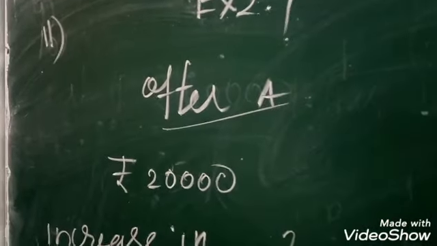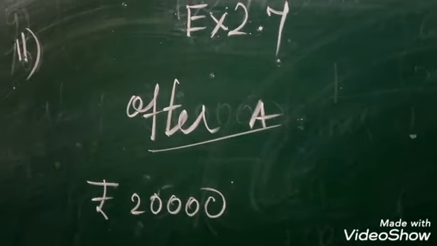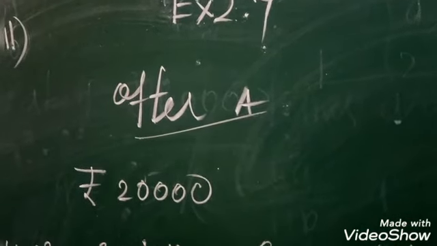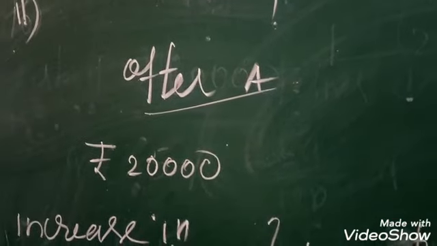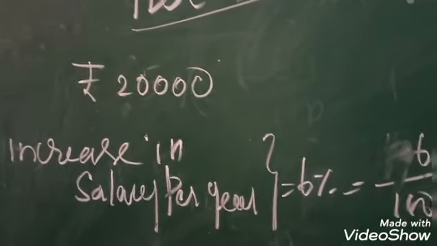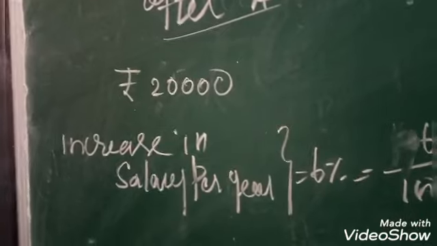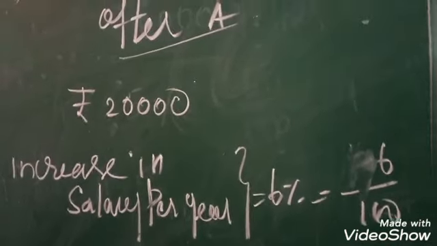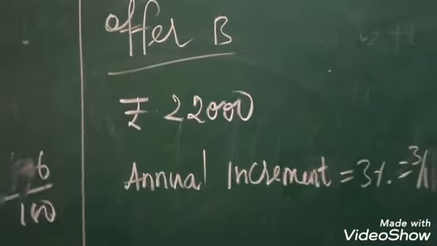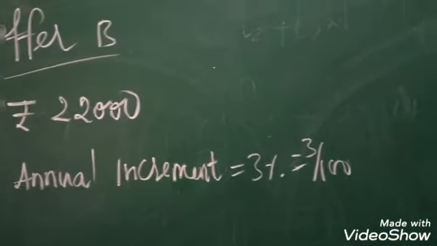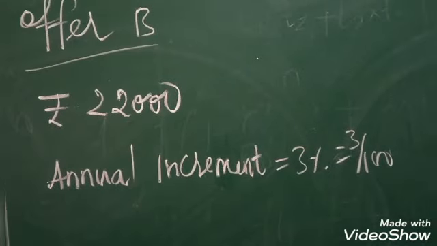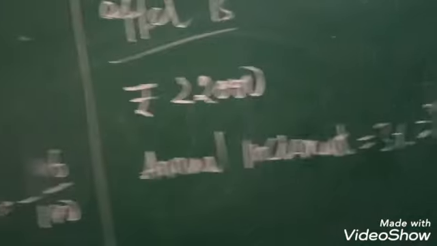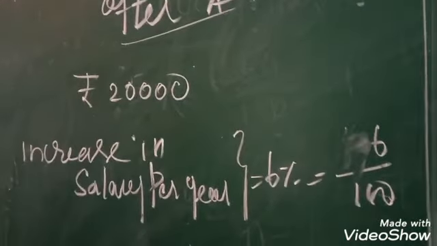See girls, 11th sum. Sivamani is attending an interview for a job and the company gave 2 offers to him, offer A and offer B. Offer A, 20,000 to start with, followed by a guaranteed annual increase of 6% for the first 5 years. Then offer B, 22,000 to start with, followed by a guaranteed annual increase of 3% for the first 5 years. What is his salary in the 4th year with respect to offer A and offer B?